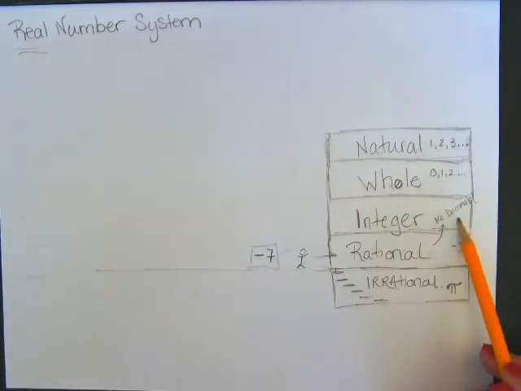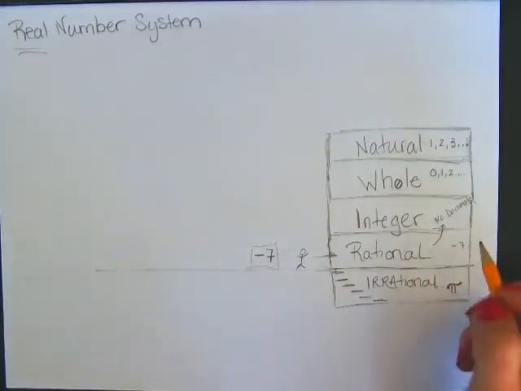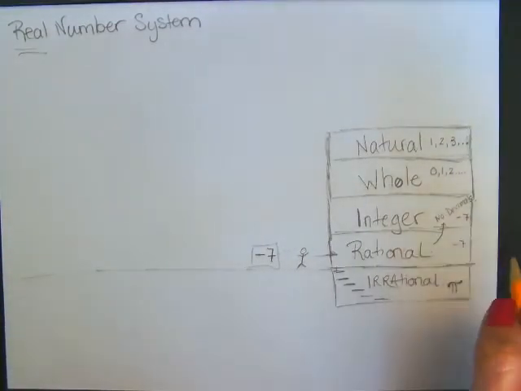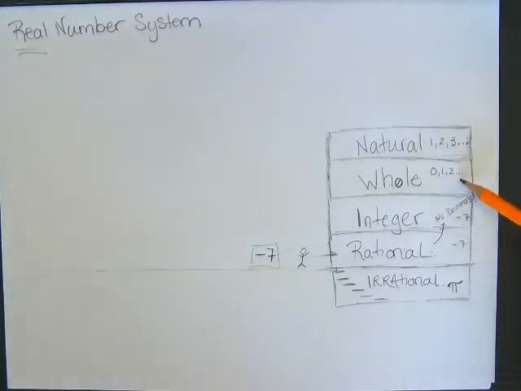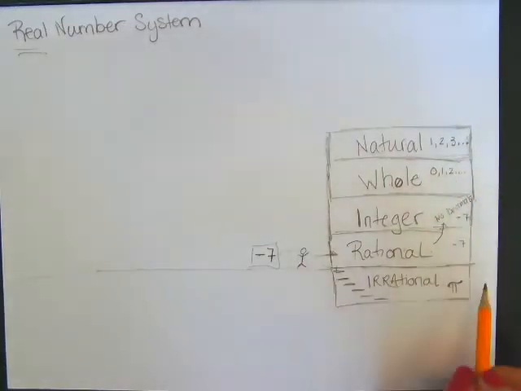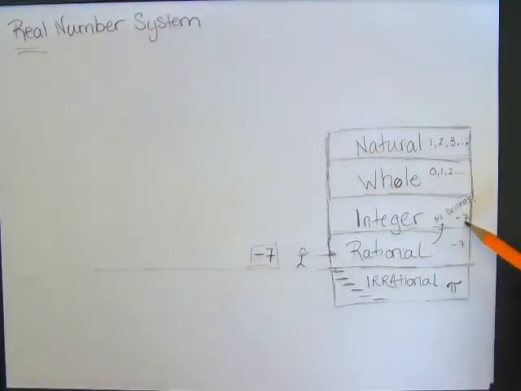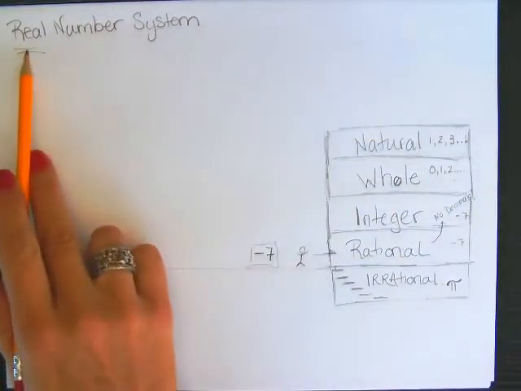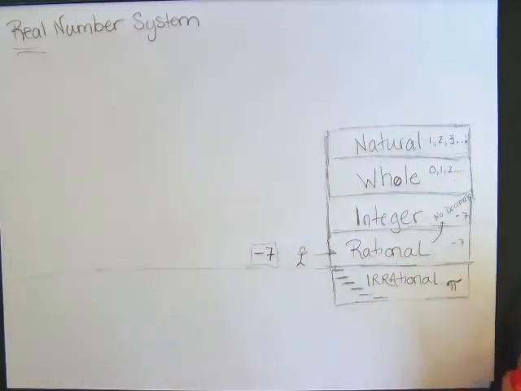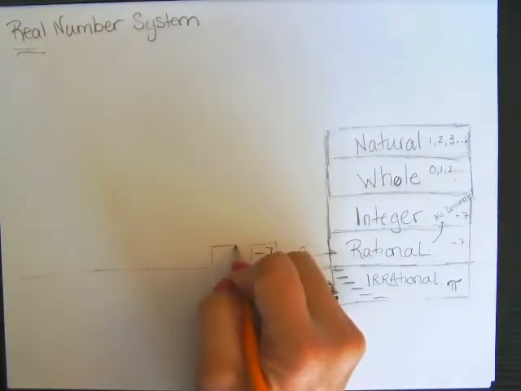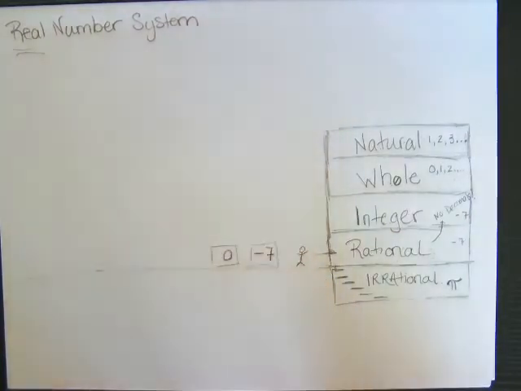Is -7 an integer? Yes, it is, because it has no decimals. And then I want to keep going and jump up. Can I bring -7 up to the whole floor? Nope, no negativity on the whole floor. Doesn't work. Okay, so that means -7 can be classified as an integer and rational and, of course, real. But that's it.